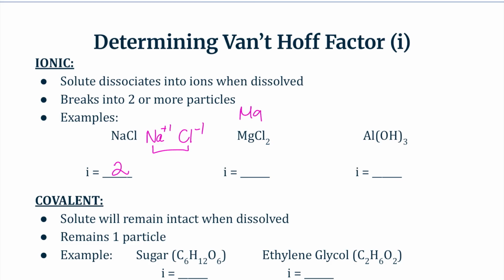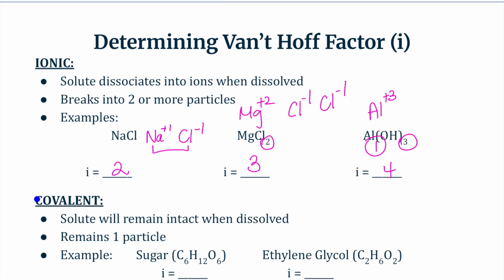MgCl2, well, this would break into a magnesium +2 and chlorine -1, but we have 2 chlorines, so that would have an I value, or a Van 't Hoff factor, of 3. Aluminum hydroxide, well, this is our aluminum +3, and then we have 3 OHs. So if you want, we can just also look at these. We've got 1 + 3 for those 3 hydroxides, so that's going to have a total of 4 for our I value. And again, those colligative properties, we don't care what this is, we care how many pieces it breaks into. So for our ionic compounds, we are going to find I by looking at how many ions total you have.